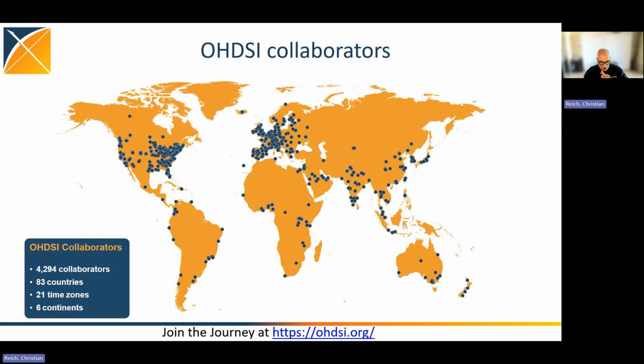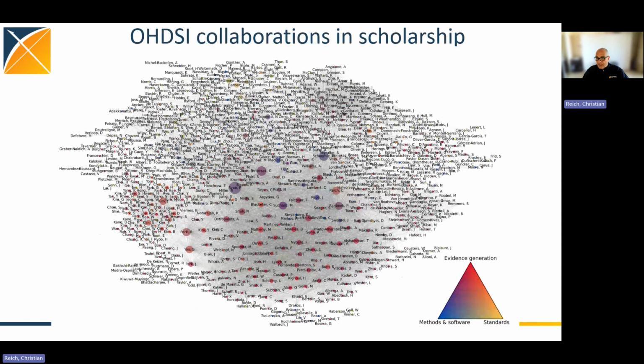So, OHDSI, what is it? It is a worldwide initiative. It has over 4,000 collaborators. It's in 83 countries, all over the world, all continents except Antarctica. What does it do? Why do these people get into this? They do research together.